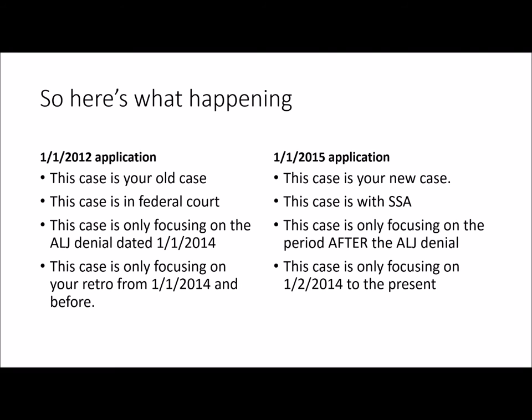So when you're trying to figure out, well, what's my period of disability? Can I go all the way back to a time period that was covered in my 2012 application? No. You are only going to be permitted to go back up to the day after the judge's decision, which is January 1, 2014. So it'll be January 2, 2014 to the present. And like I said, I'm going to say this over and over again. Everybody's case is a little different, so there may be little nuances, but just to give you a blanket overview, that's what we're looking at for right now.